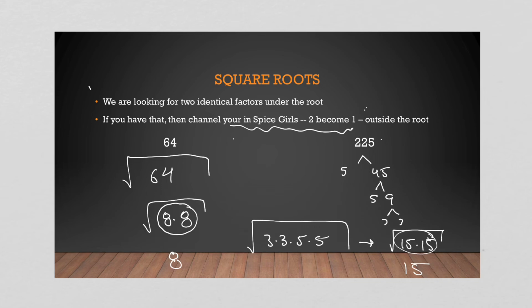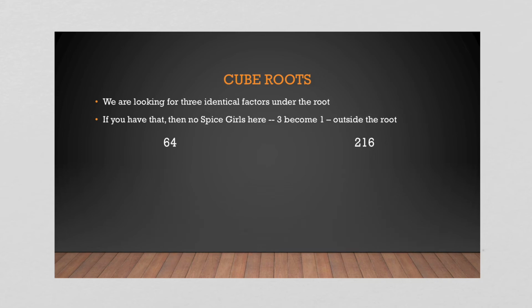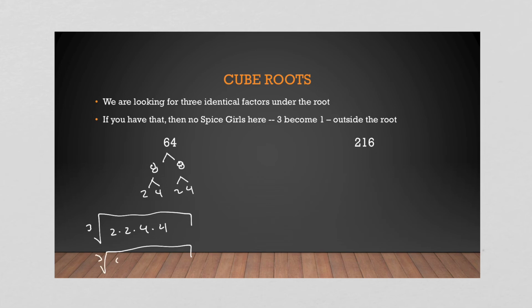So how does this look then with cube roots? Well, it just means that underneath the cube root now, we need 3 identical factors, not 2. So this isn't always as easy to get, but if you break your number down here, you can see, well, I have the cube root of 64 is 2 times 2 times 4 times 4, but 2 times 2 is 4. So you have 3 identical factors. They come out as 1.